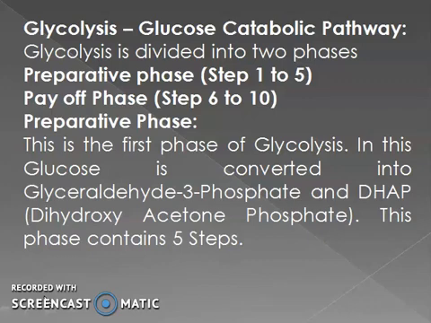In this, glucose is converted into glyceraldehyde 3-phosphate, which means a 6-carbon molecule is converted into 3 carbons, plus dihydroxyacetone phosphate. The first 5 steps are called the preparative phase, and steps 6 to 10 are called the payoff phase. Okay, this is all about what glycolysis is. In this, glucose is converted into glyceraldehyde 3-phosphate.